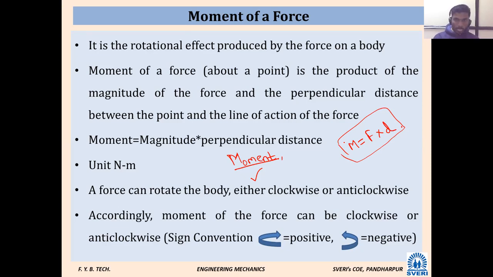It is the product of the magnitude of the force and the distance. But which distance? Perpendicular distance between the point and the line of action. Suppose there is one force acting on a body and we want to take moment at a particular point. Getting?